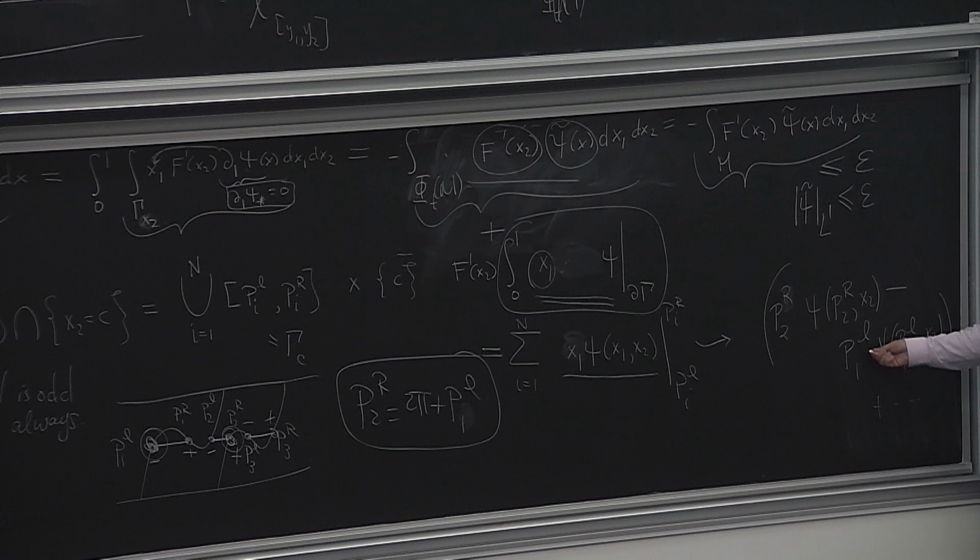So P1L, it's just a multiplication here. Does that make sense? Everybody see what I'm about to do? So P2R is a 2 pi translate of P1L. So psi is periodic, 2 pi periodic. So this is P1L.